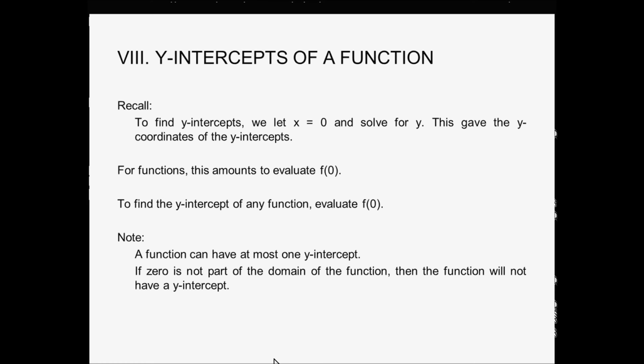So note, a function can have at most one y-intercept. Remember, vertical line test. So if 0 is not part of the domain of the function, then the function will not have a y-intercept. Okay, the classic example of that type of function is f of x equals 1 over x. It doesn't have a y-intercept. It turns out it doesn't have an x-intercept either.